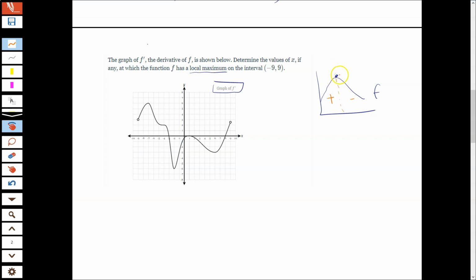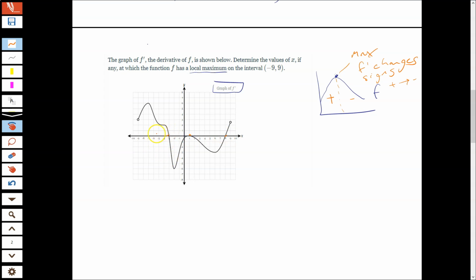Okay. So at my maximum, f prime changes signs, and it changes signs from positive to negative. Okay, so that's what I'm looking for here. And we can think of 0 as where a function has to change signs. Okay, so the first thing I'm going to do is note all of my points where my derivative is equal to 0. So here's 1, here's 1, and here's 1.